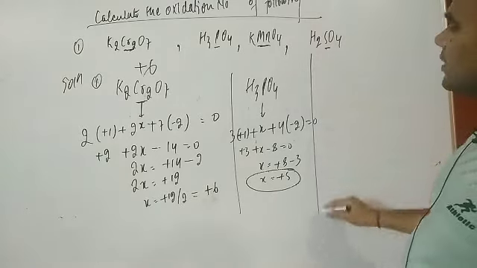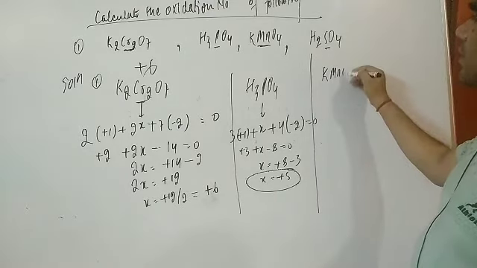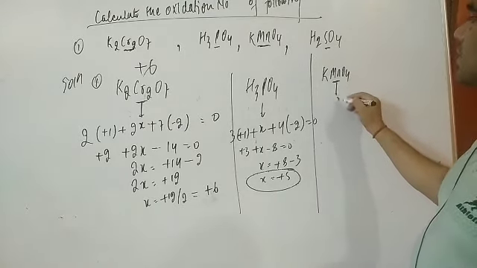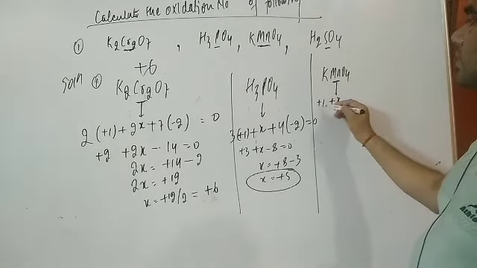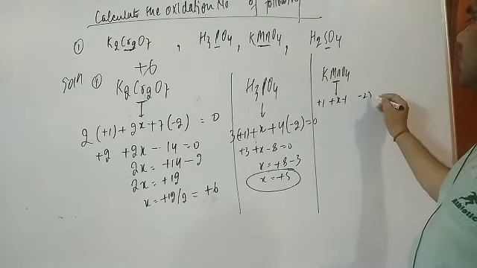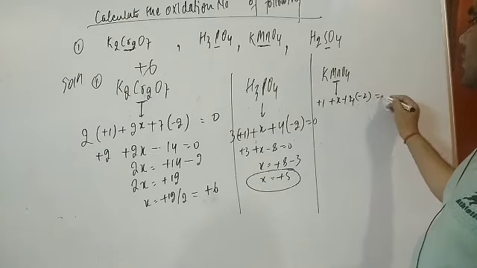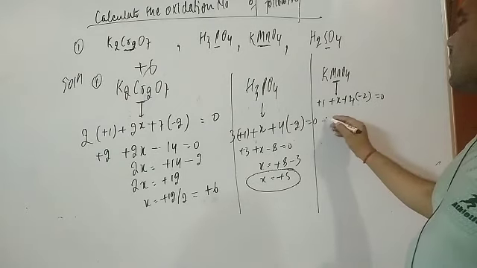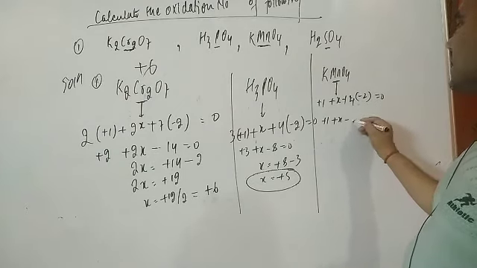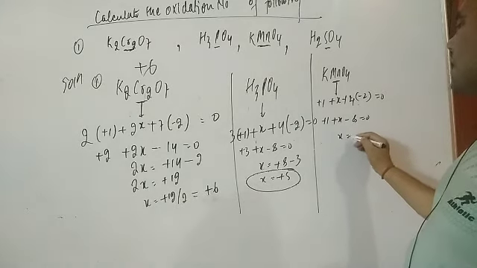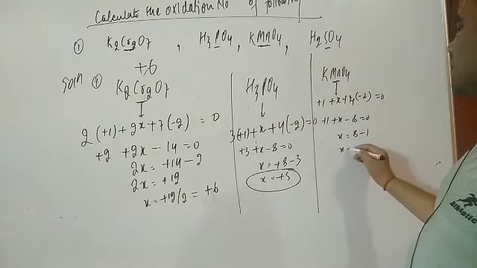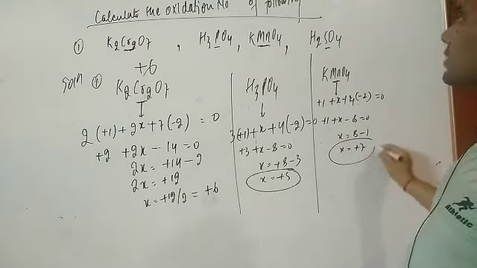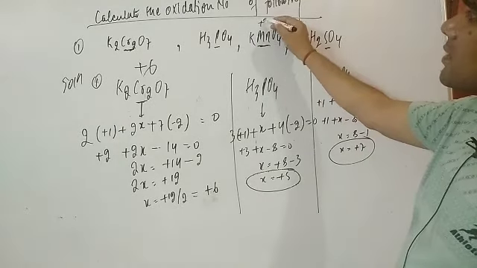Now let us go for KMnO4, student. Here Mn we consider to be x. Potassium is +1, oxygen is -2 multiplied by 4, equal to 0. So +1 plus x minus 8 equals 0. So x equals 8 minus 1, so x equals +7. So the oxidation state is +7.